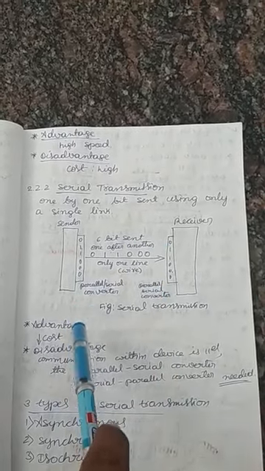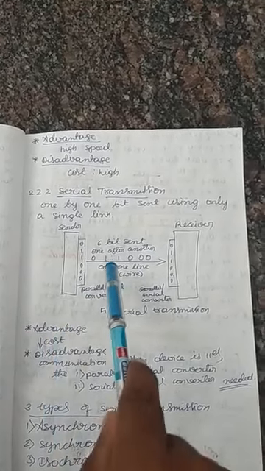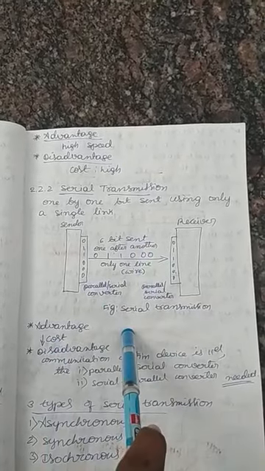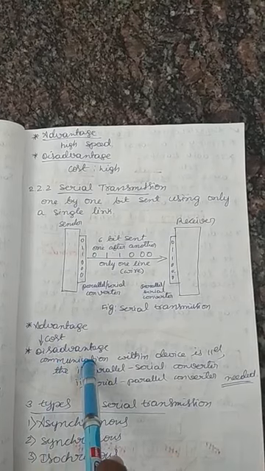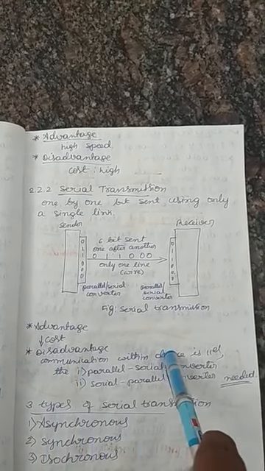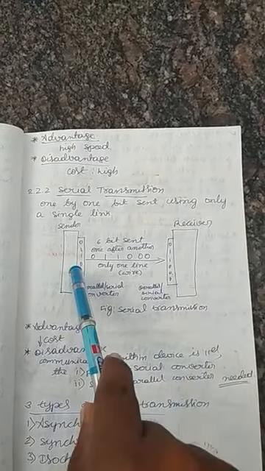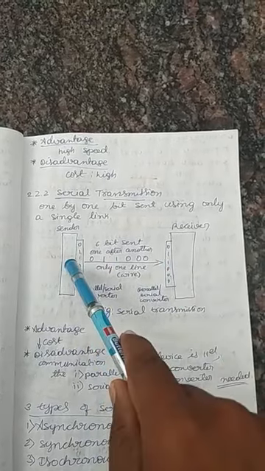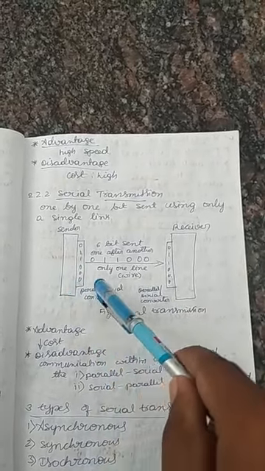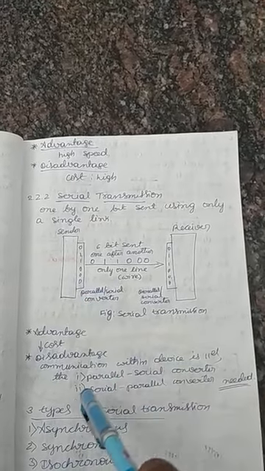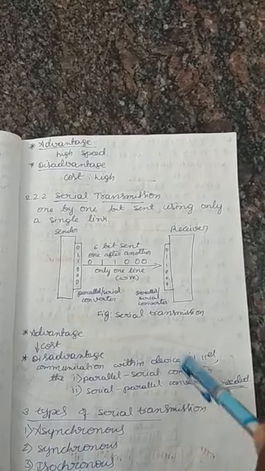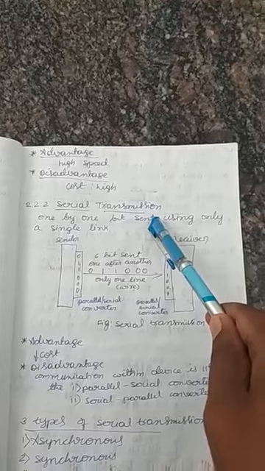What are the advantage and disadvantage of serial transmission? The cost is low. Why is the cost low? You are using only one link. Okay, what is the disadvantage? Communication within a device is parallel. Suppose this sender device and receiver device are parallel type, then we have to use a parallel to serial converter or a serial to parallel converter. So this is the disadvantage of serial transmission mode.